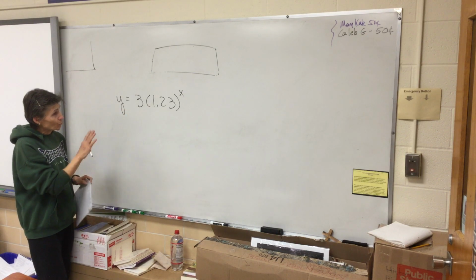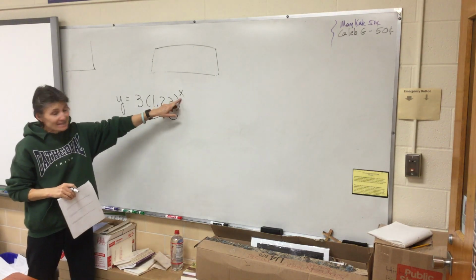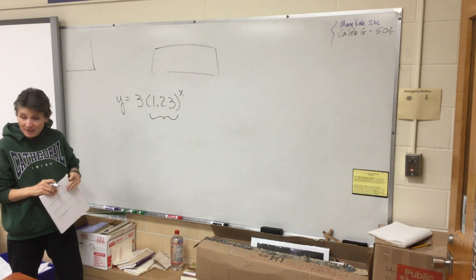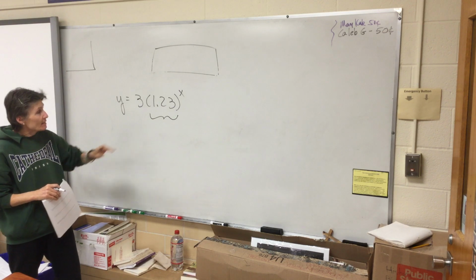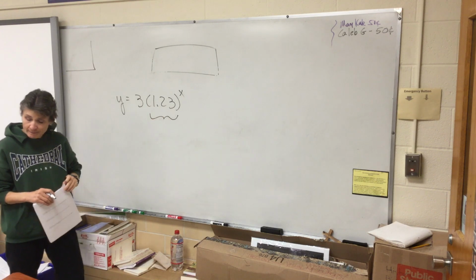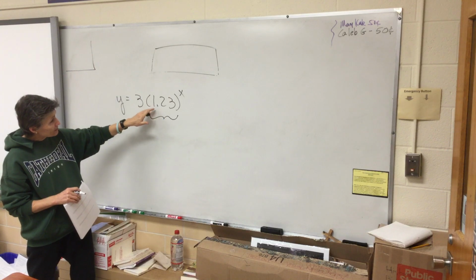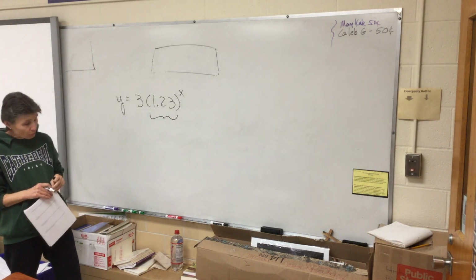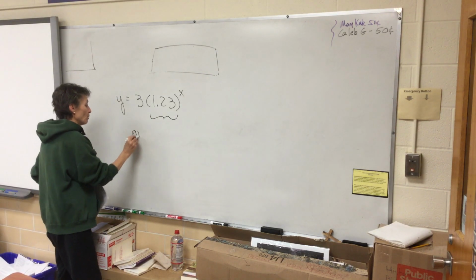Now, is it growth or decay? That is based on the number that has the x exponent. If this number is bigger than 1, it's a growth problem. If this number that has x as the exponent is less than 1, it's a decay problem. So, since this number is a 1.23, Clara, would you say it's growth or decay? Growth. Yep, it's a growth problem.